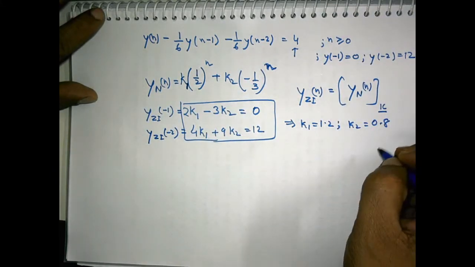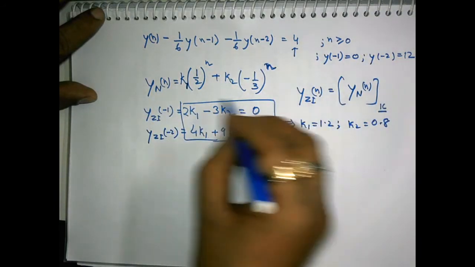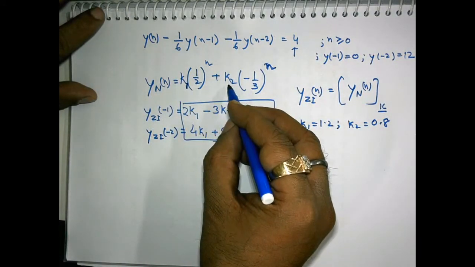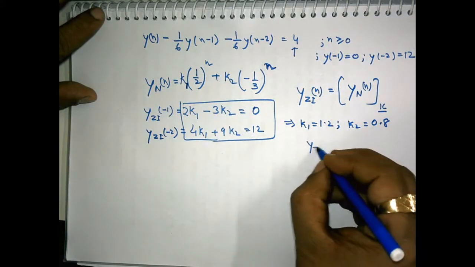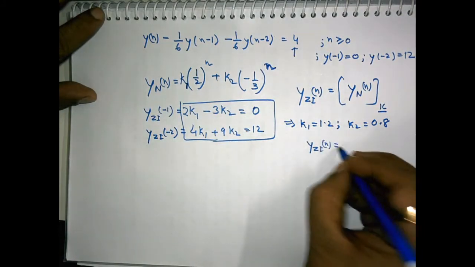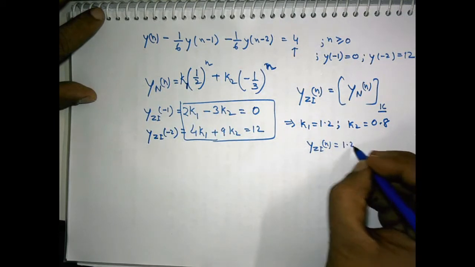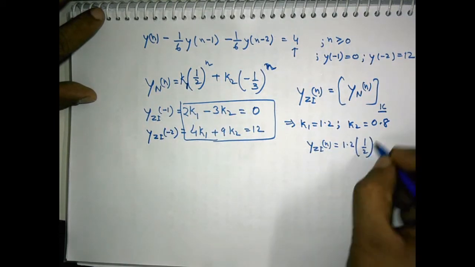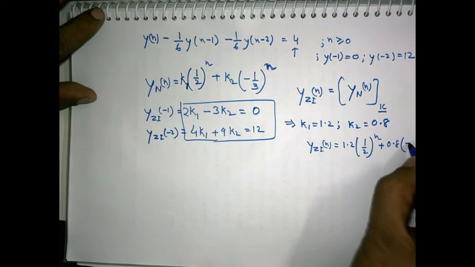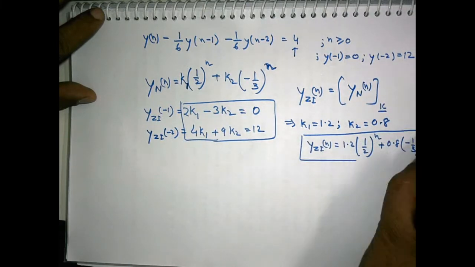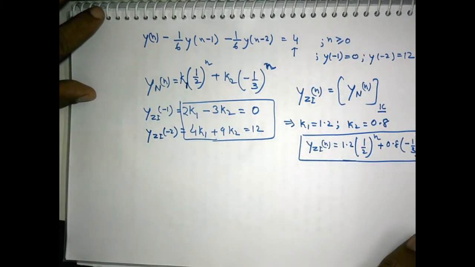So what is yzin? You simply substitute these values. So yzin, the general form is 1.2 half to the power n plus 0.8 minus 1 by 3 to the power n. This is the solution for yzin.